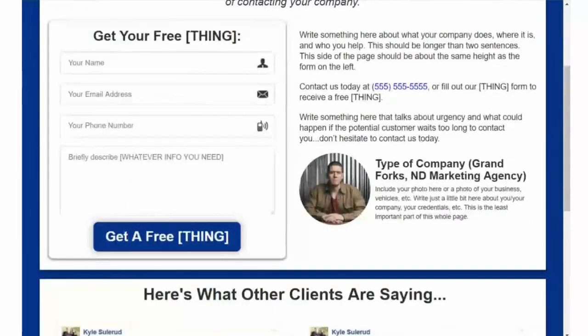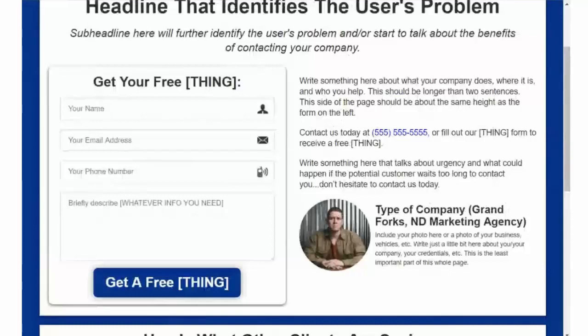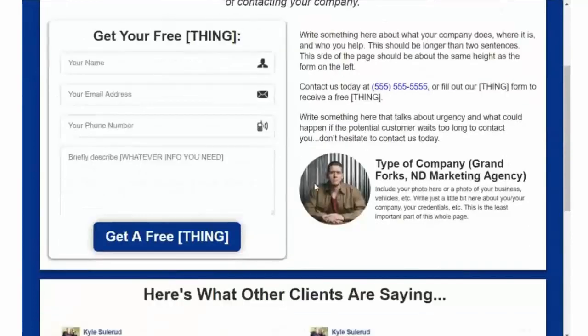Okay, below that, I'm putting the type of company it is. So if I was doing this for myself, I might put Grand Forks, North Dakota Marketing Agency. And this is where you can talk a little bit about yourself. Hey, people are expecting to see something about the company. This is where you can get into that a little, but notice how far down the page it is. It's not that important of a thing at all, but it is a trust trigger. It is a factor in people being able to trust that when they call someone or fill out this form, they're going to be in contact with an actual company or an actual person.